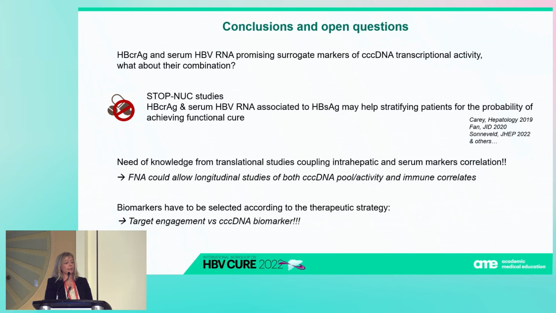So stop-NUC studies have informed us that these markers could help stratify patients for the probability to achieve functional cure. And we still need knowledge from translational studies, coupled intrahepatic and serum data. And also we have to pay attention to the fact that biomarkers have to be selected according to the therapeutic strategy.